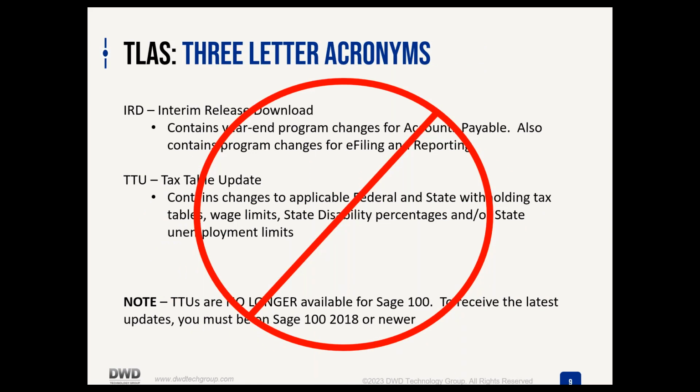These acronyms, the IRD, that was the interim release download. Some of you who have been around the solution for a number of years remember that we had to get that IRD installed. And those of you who have used payroll and come up through the ranks might remember having to get the tax table updates installed. Well, the news is that neither of these things is available for Sage 100 anymore. Last year was the last time that Sage released an IRD, and with the advent of Sage 100 2018, the tax table updates no longer became necessary. So we're going to spend a couple of minutes talking about that here, and then for the payroll folks, if you stick around, we're going to hammer it home pretty hard again.